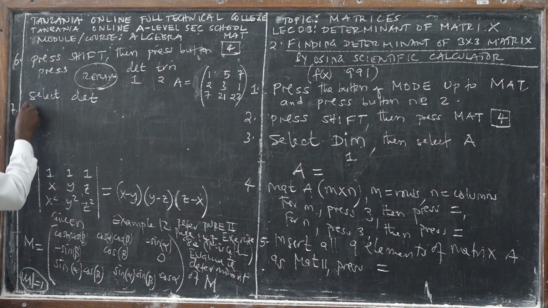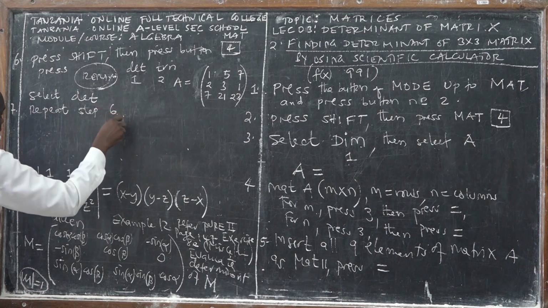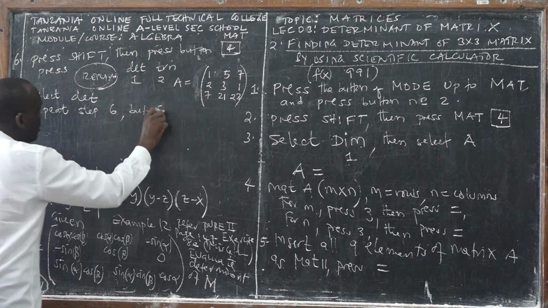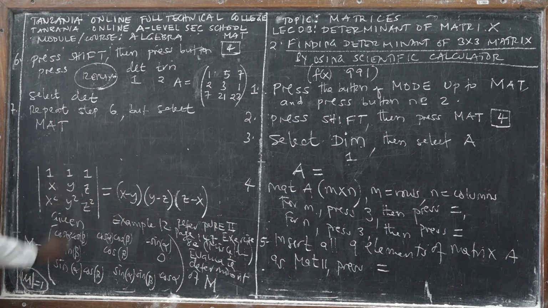So again, repeat step 6, but select mat. Repeat step 6 means press Shift, then press button number 4. After that, you see mat, you see edit, you see something. Choose mat, so select mat. Ready. Then you see A, B, C, etc. What was the name of our matrix? A. So select A.